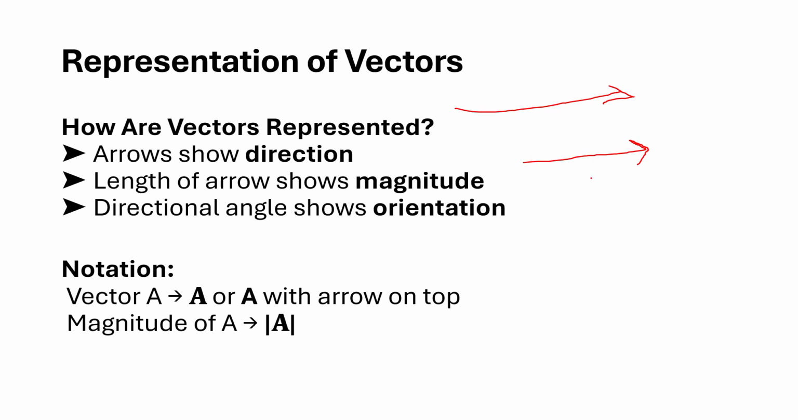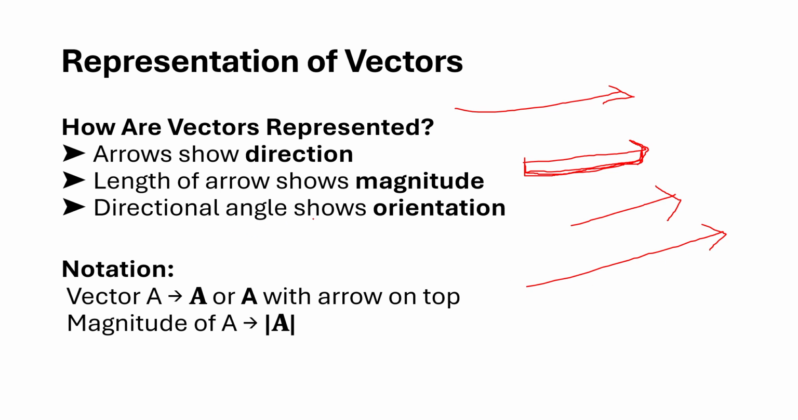Okay. Yes, this shows the direction of the vector. The length of the arrow shows the magnitude, like how much magnitude this arrow has. This one vector is smaller, this one vector is larger. So the arrow's length shows the magnitude.